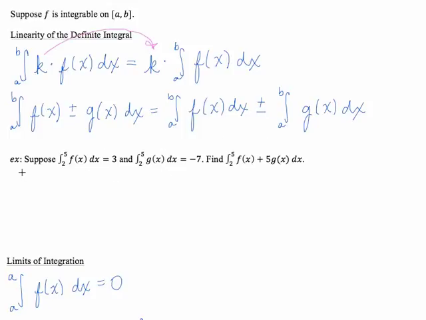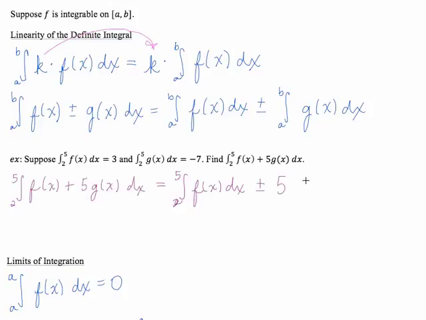what? Let's see. So let's rewrite the integral over here that we're trying to find. It's the integral from 2 to 5 of f of x plus 5 times g of x. That's all in the integrand right there. Dx indicates the end of the integral there. Okay, well, by this second rule right here, we can split it into 2 integrals, the integral of f plus or minus the integral of 5 times g. Okay, so we can split that into the integral from 2 to 5 of f of x dx plus or minus the integral from 2 to 5 of 5 times g of x. But we can also pull that 5 out front by this rule.